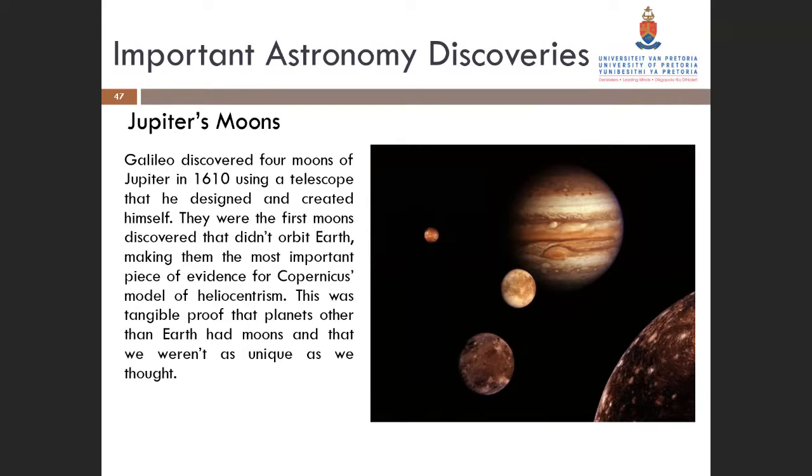So another important discovery in astronomy is Jupiter's moons. Galileo discovered 4 moons of Jupiter in 1610 using a telescope that he designed and created himself. They were the first moons discovered that didn't orbit Earth, making them the most important piece of evidence for Copernicus' model of heliocentrism. This was tangible proof that planets other than Earth had moons and that we weren't as unique as we thought. So, how do moons form?